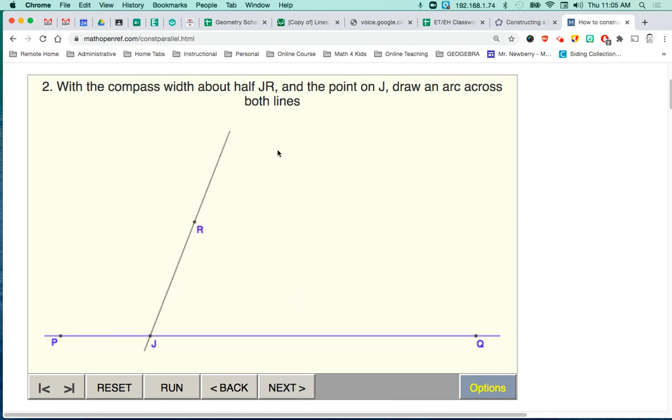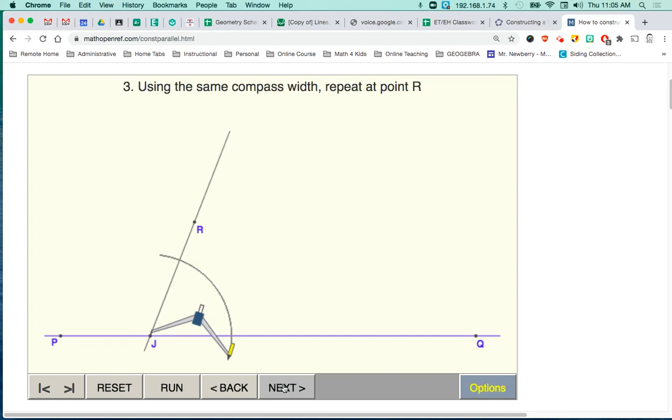With the compass width about half of JR, and the point on J, draw an arc across both lines. Using the same compass width, repeat at point R. Essentially, we're just setting up this angle copy. Because we're using the same line or ray for one side of the angle, it's going to allow us to get these things synced up pretty good.